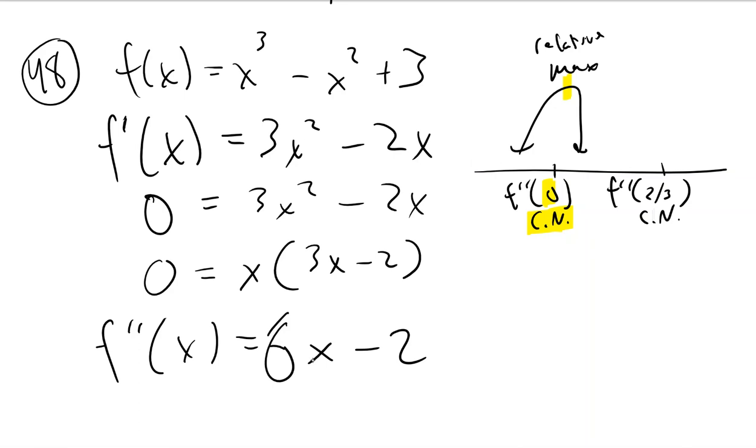Okay, if we plugged in 2/3, that would be 4 minus 2, which is 2. So if the second derivative is positive like that, it's concave up. So what does that tell us about that critical number? It's a relative min. The second derivative test achieves the same thing as the first derivative test, but it uses the second derivative.